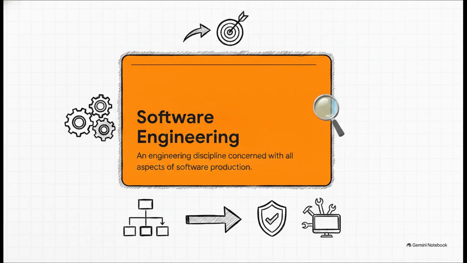This systematic approach leads us right to the formal definition of our entire field. Software engineering is an engineering discipline concerned with all aspects of software production, from initial conception to operation and maintenance. I really want to emphasize that phrase, all aspects.